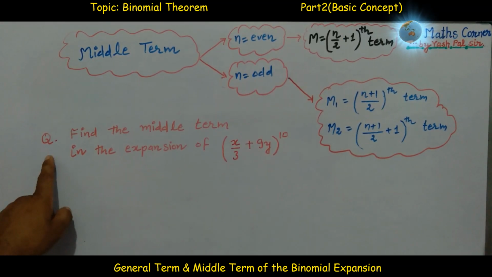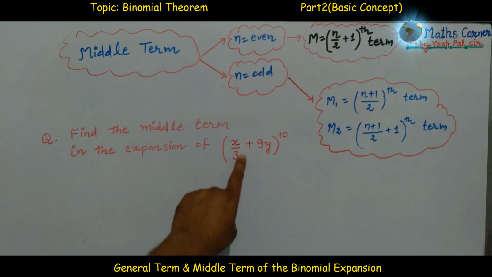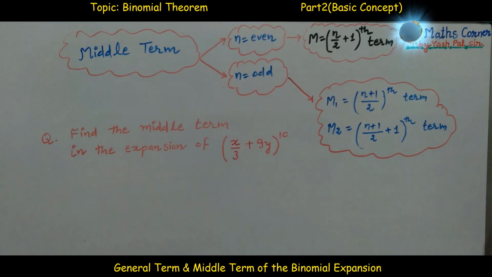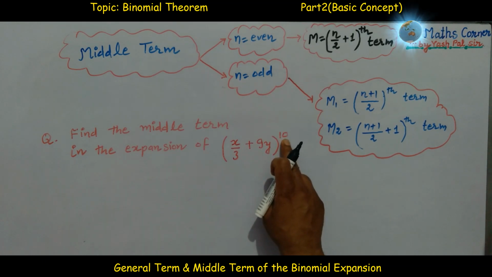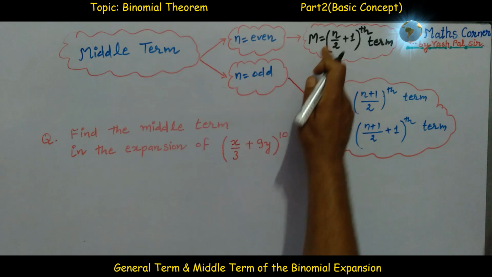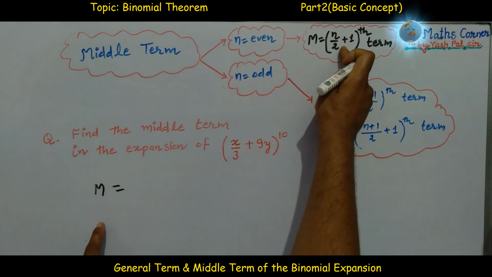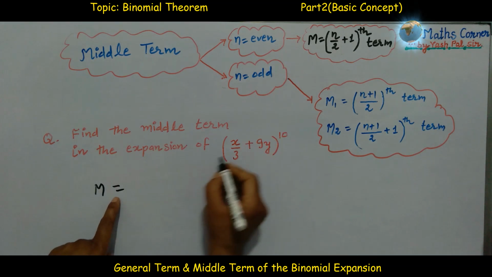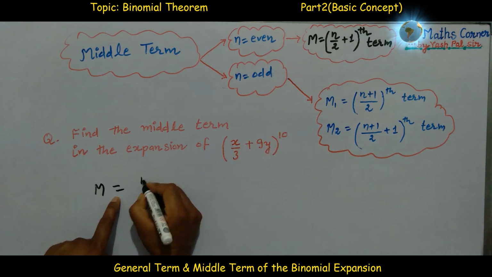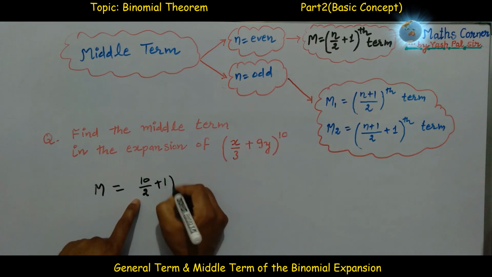Similarly, we have another question. Find the middle term in the expansion of (x/3 + 9y) whole raised to power 10. Now index is 10, power is 10, that is n is even. So we have one middle term. The middle term is the n/2, that is 10/2, plus 1th term.